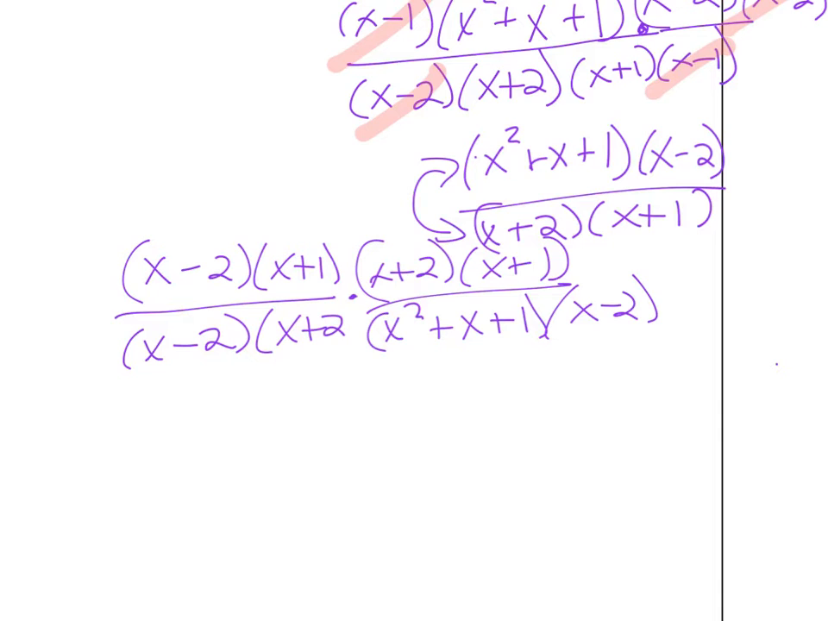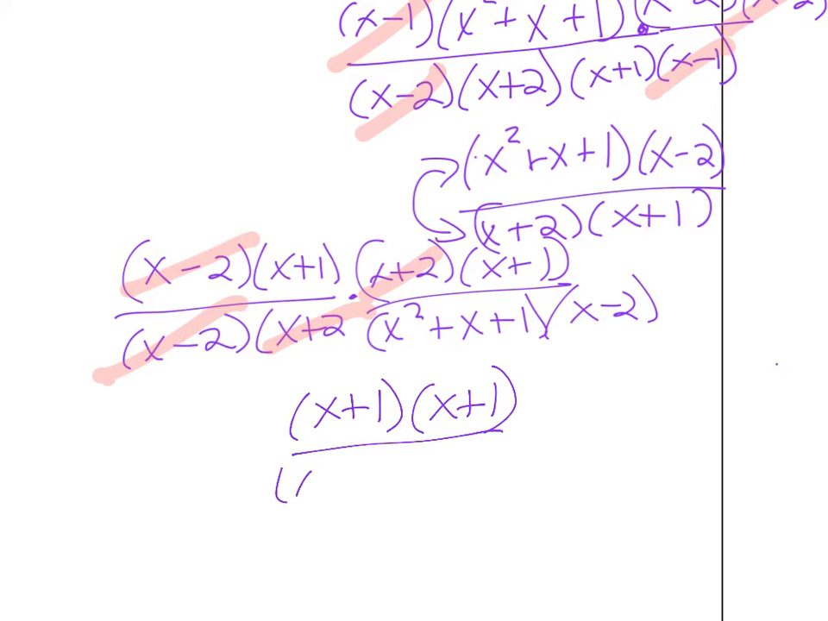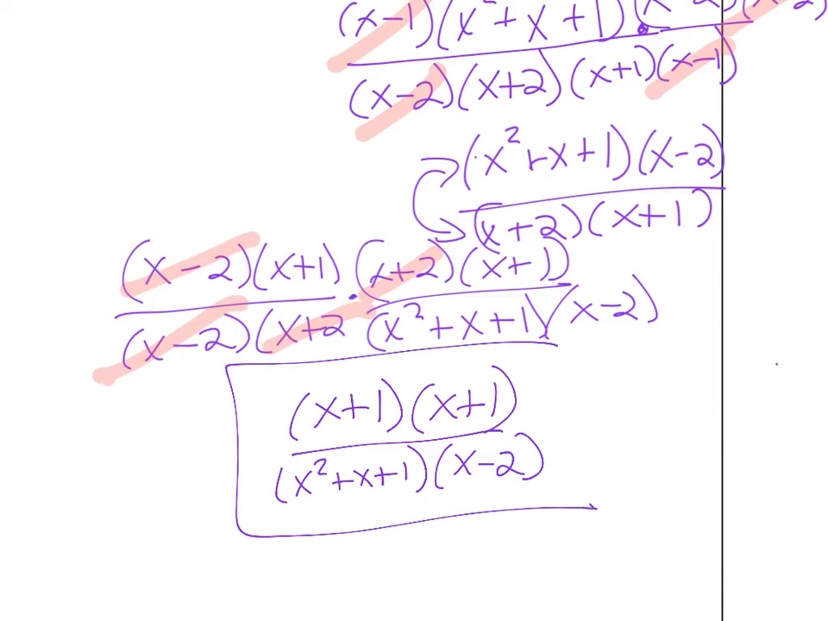All right, now I'm going to go through and do some canceling again. I've got x minus 2, x plus 2. Well, it looks like all I've got. Okay, so what's left is x plus 1 times x plus 1 over x squared plus x plus 1, x minus 2. That would be my final answer.